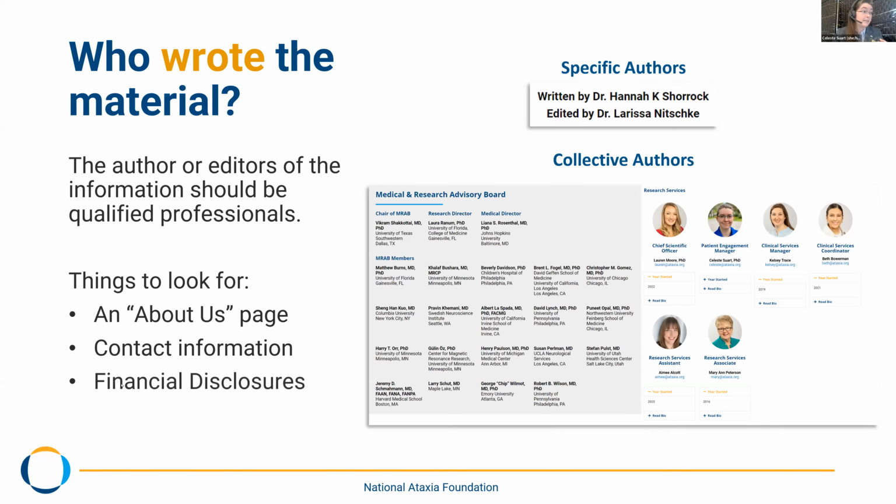This last tip, looking for financial disclosures, is a bit more relevant if you're looking at a website that's operated by a charity. Charitable organizations, including the National Ataxia Foundation, have to release certain financial disclosures about how we are raising money and what that money is going towards. It's just another level of transparency to show that we're doing our due diligence by you, the Ataxia community.